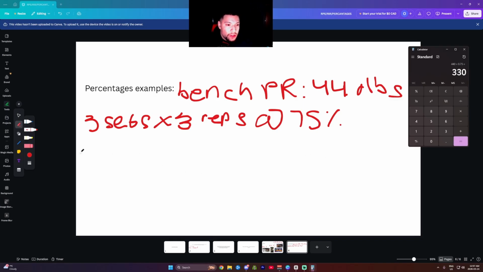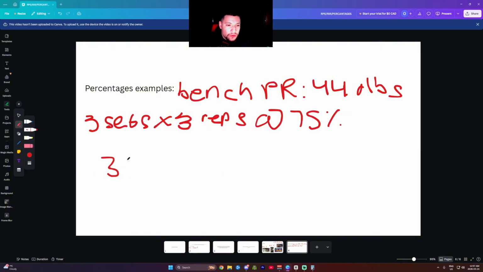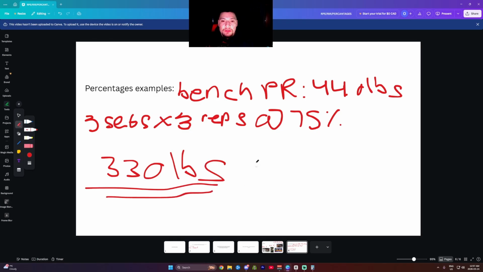So our number is going to be 330 lbs. That is going to be our working set. So then when we're logging and tracking our workouts, we're going to put it somewhere there. We're going to track it down like that, right? So there you go. Boom. 3 sets of 3 reps at 75%. You kind of get the point, right? I'm pretty sure you get the point.